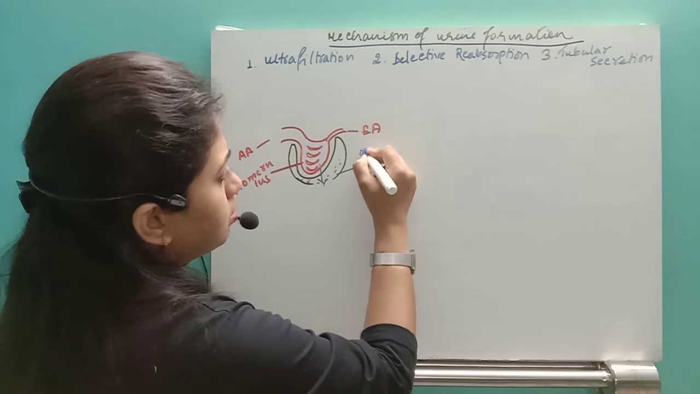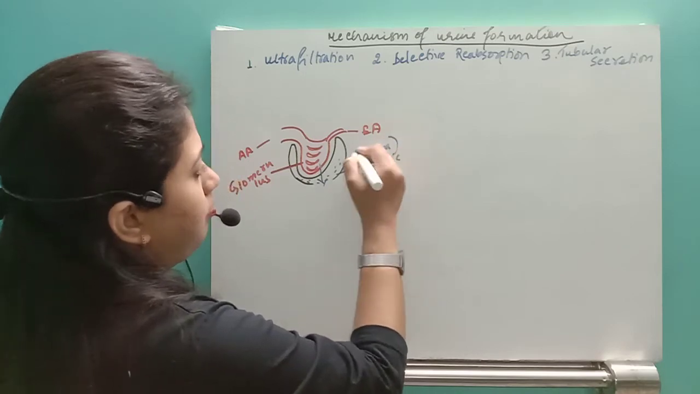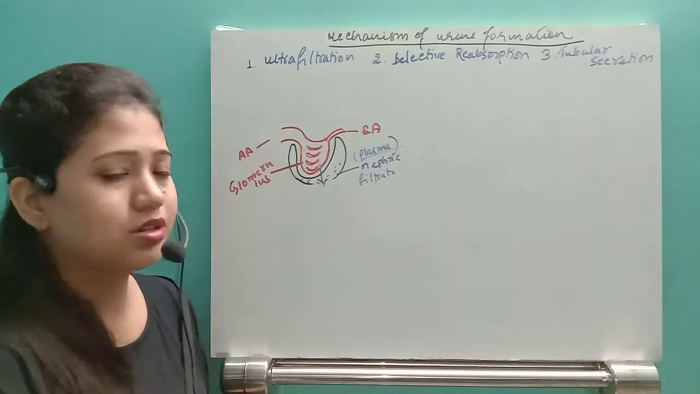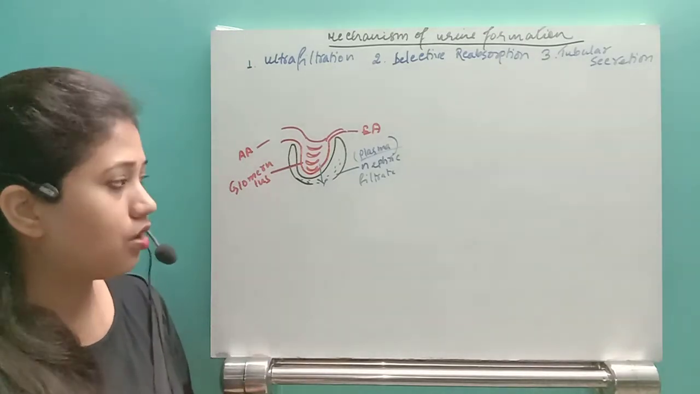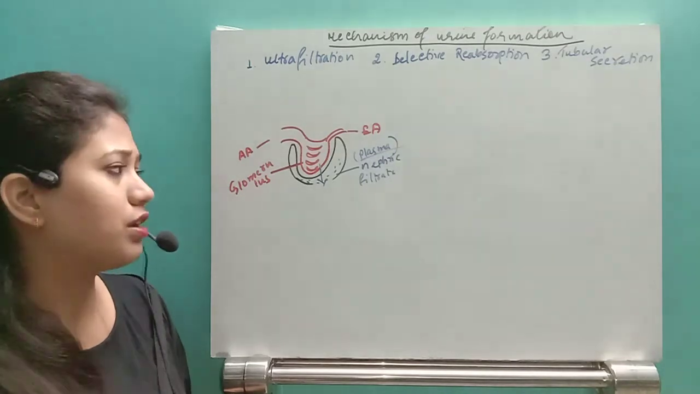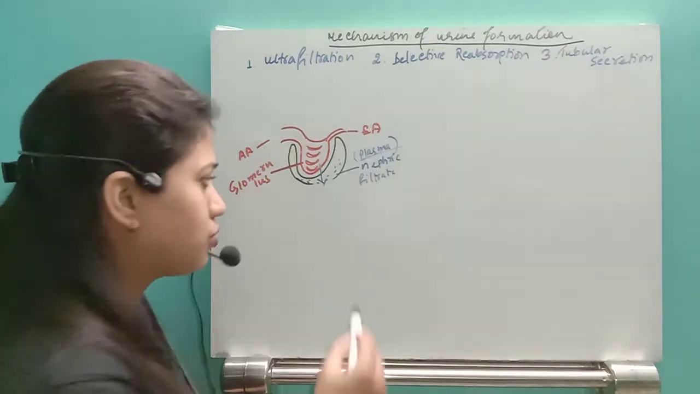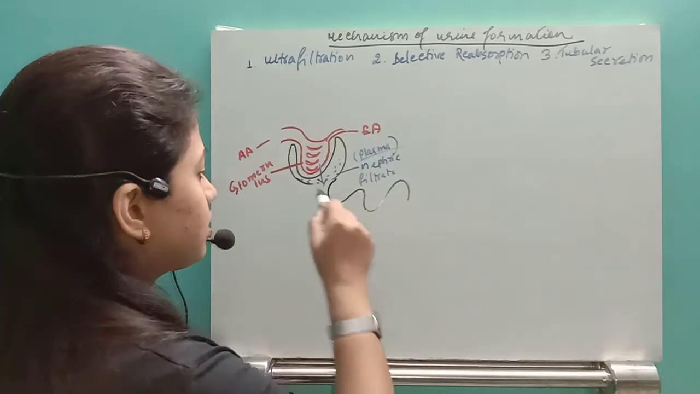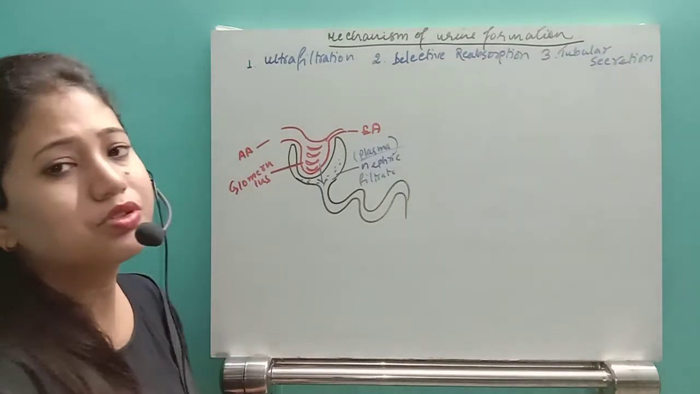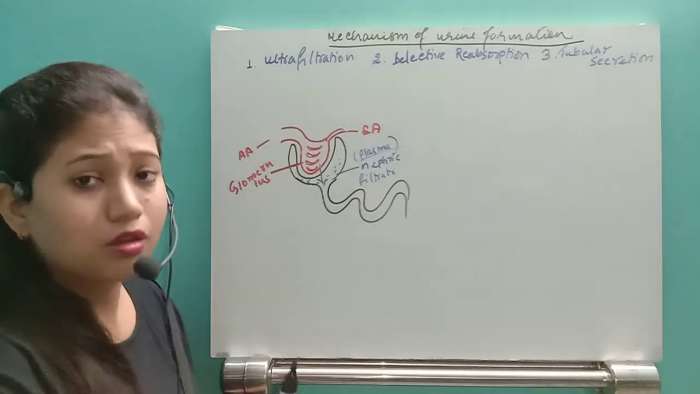Okay, it is just the plasma. This plasma which is getting filtered will be called the nephric filtrate. Then after that, what happens? With a very huge force, the nephric filtrate is produced. The nephric filtrate is going to be huge, that means 99% of the nephric filtrate will be reabsorbed once again.